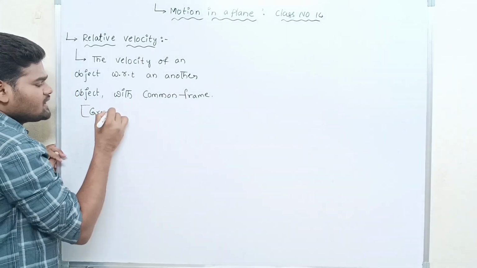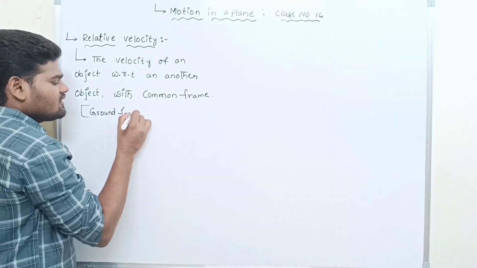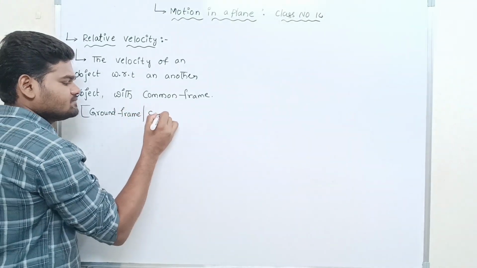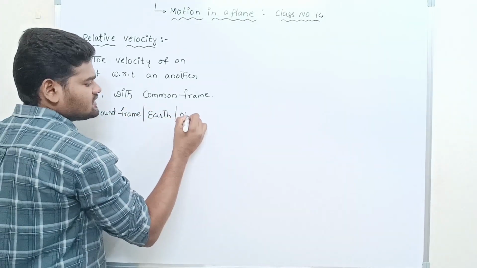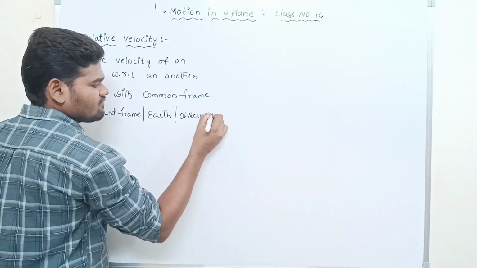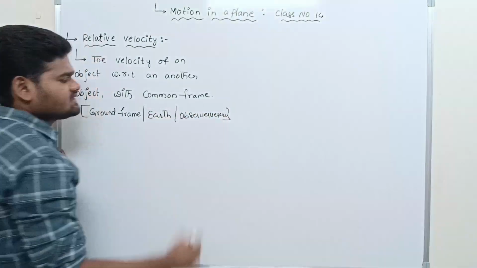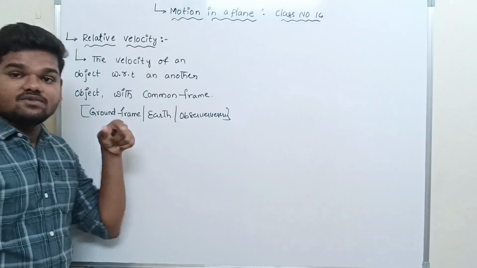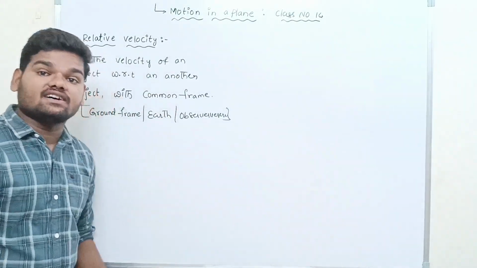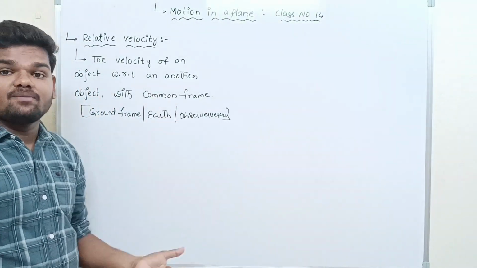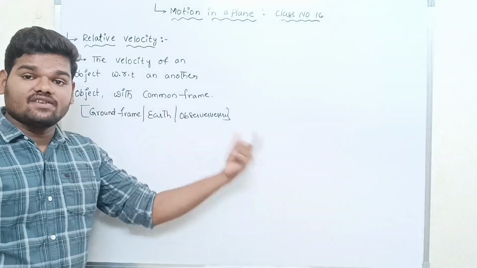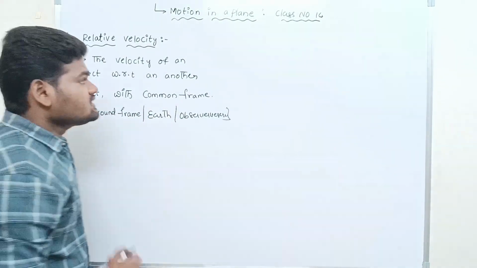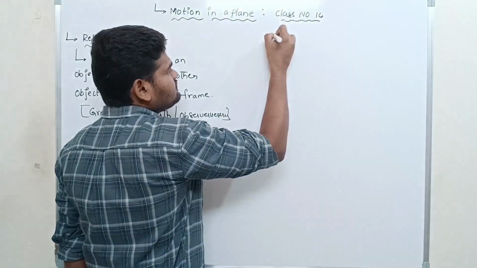Common frame is nothing but the ground frame or earth frame or an observer. Whatever it is, the velocity of an object with respect to another object is measured with a common frame. So have a look, I'm going to draw the diagram.